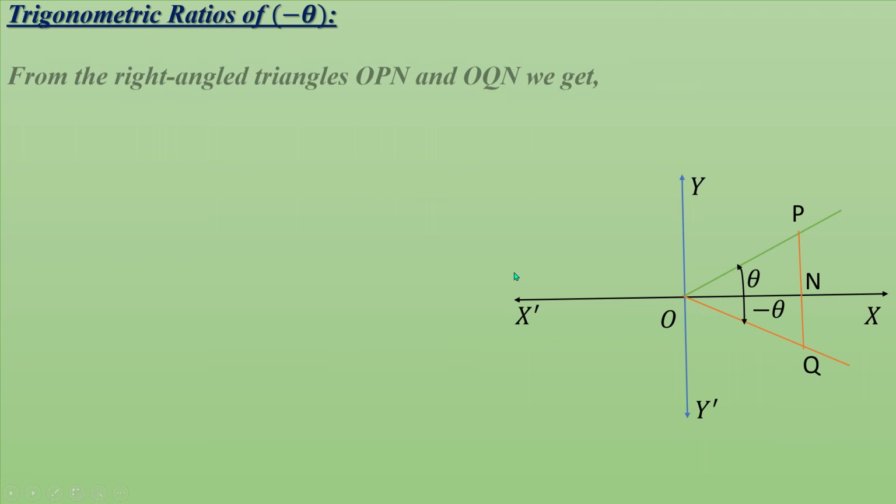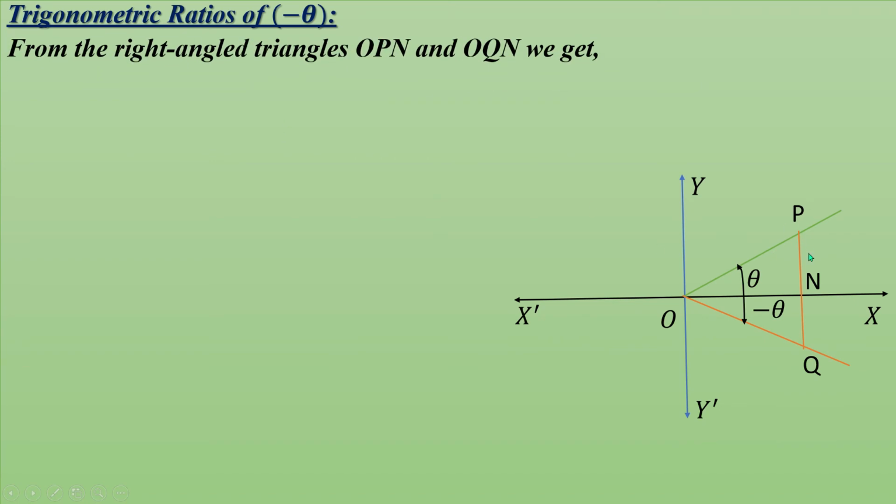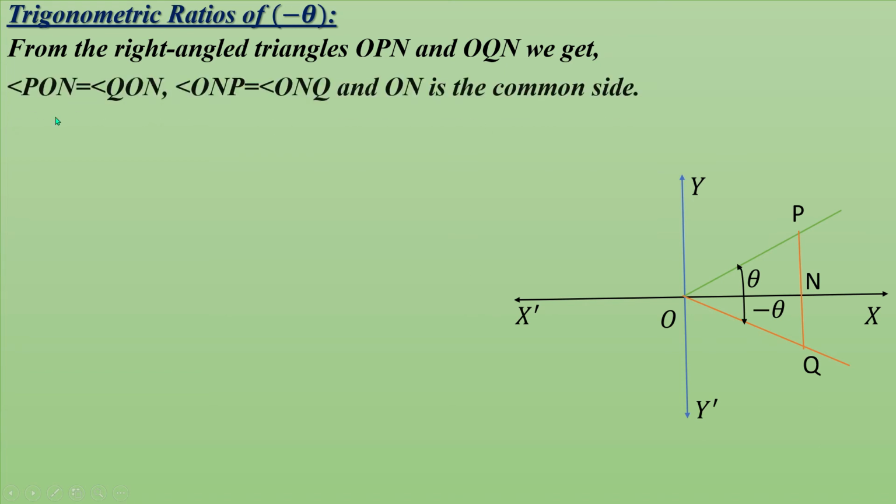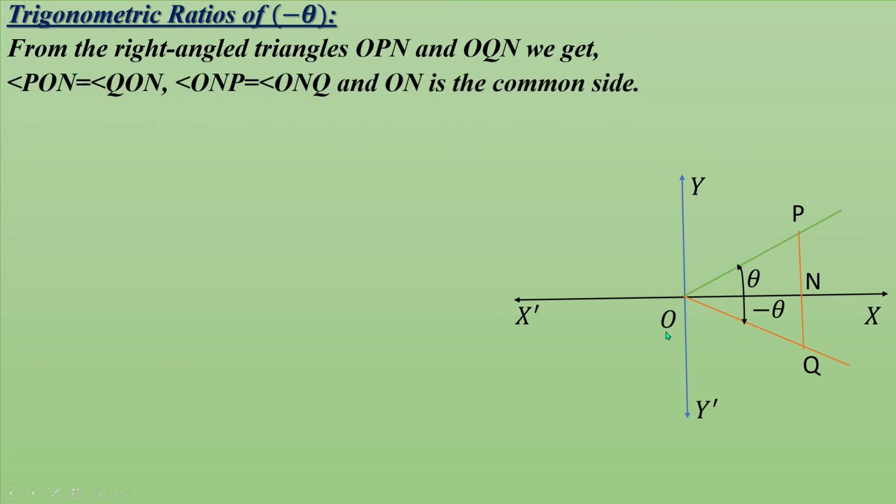Same figure. Here triangles OPN and OQN are both right-angled triangles, because this angle and this angle are 90 degrees. So this angle is equal and this angle is also equal, but their directions will be opposite. This is a positive direction, this is a negative direction. That means anti-clockwise the angle will be positive, and clockwise the angle will be negative. We explained this in the previous lecture. Clear? Follow here. Angle PON equals angle QON.